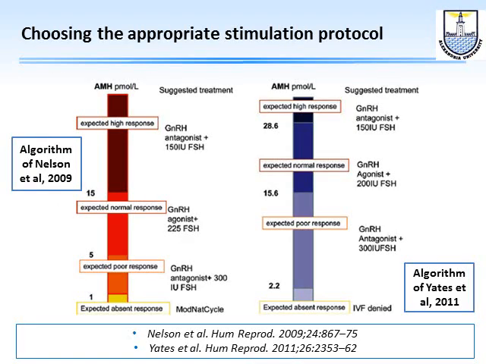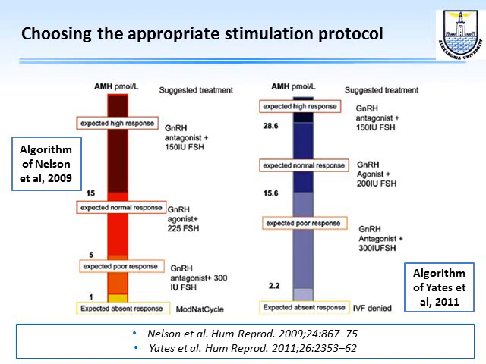So which protocol should we be using? Now, as you can see, people have come up with algorithms to help us choose the appropriate stimulation protocol. On the left side, we have the algorithm of Nelson, which was published in 2009. Nelson et al. say that, depending on the level of AMH, if you have a low level, like 1 or less than 1, maybe one should use the modified natural cycle.